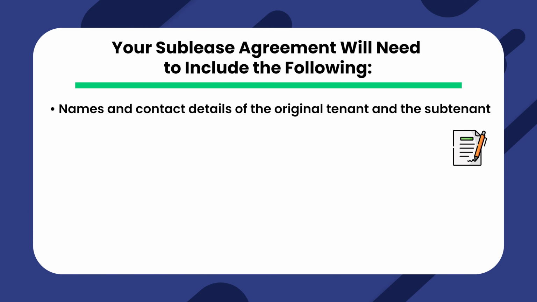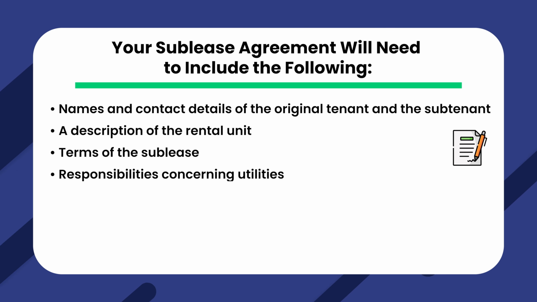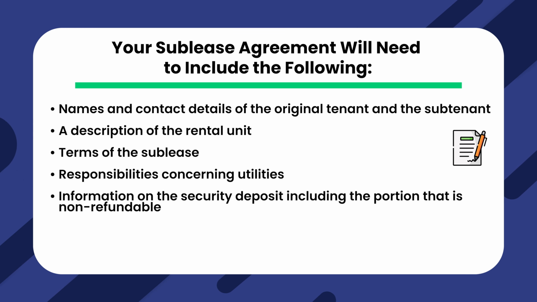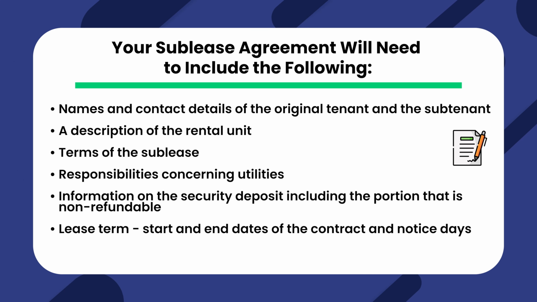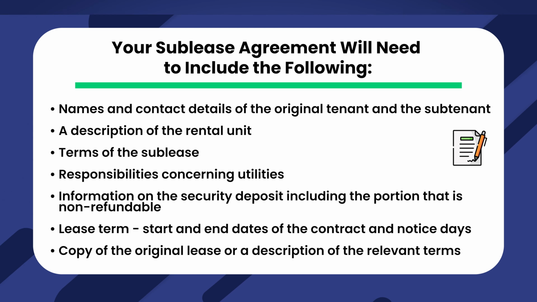What to include? Your sublease agreement will need to include the following: the names and contact details of the original tenant and the subtenant, a description of the rental unit, terms of the sublease, responsibilities concerning utilities, information on the security deposit, including the portion that is non-refundable, lease term, start and end dates of the contract, and notice days, as well as a copy of the original lease or a description of the relevant terms.